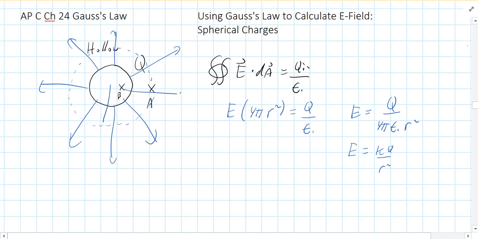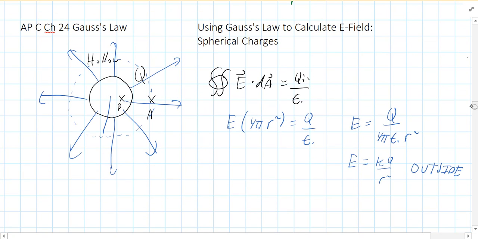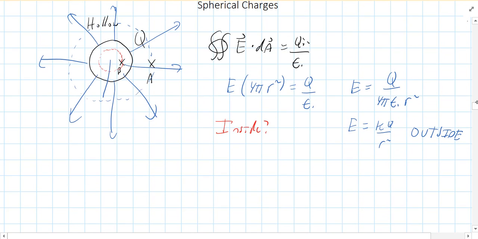All right. Now, what if we are inside? So this would be outside. All right. Well, what if we're inside? Okay, so inside the ball of charge. Let's say you're at location B. Well, I'm going to draw a concentric sphere with the hollow ball of charge, centered at the same spot. And I'm going to use the same surface, so it's 4 pi r squared, it's a sphere.